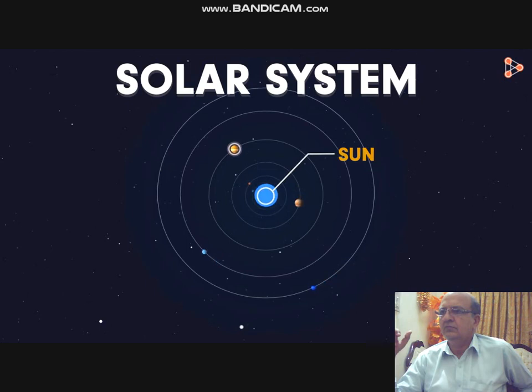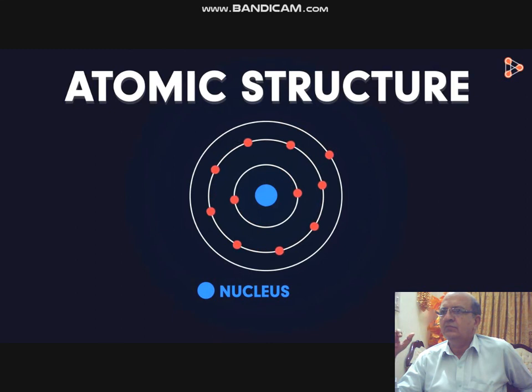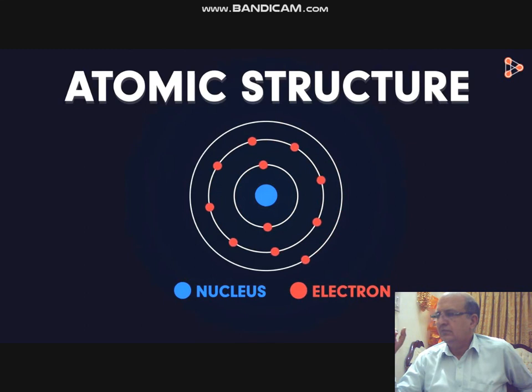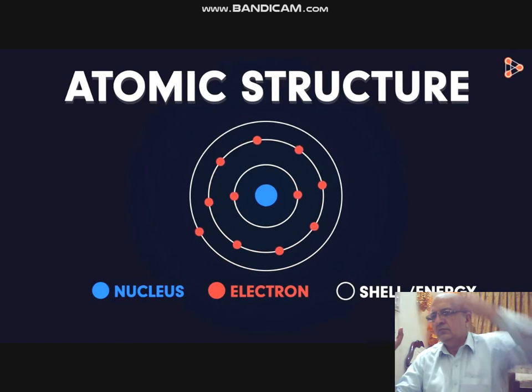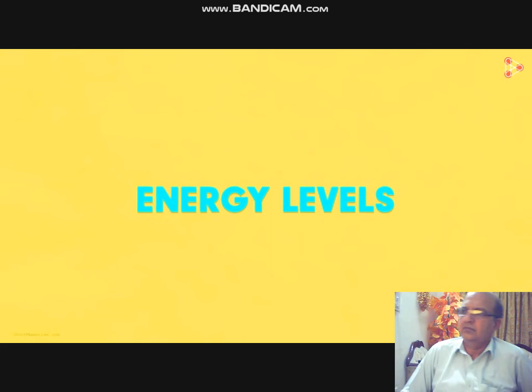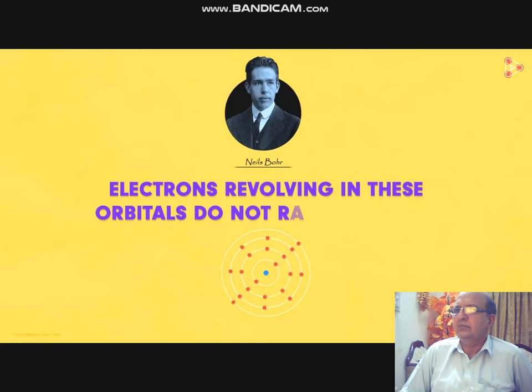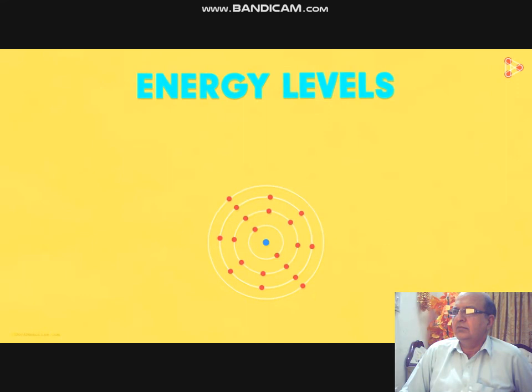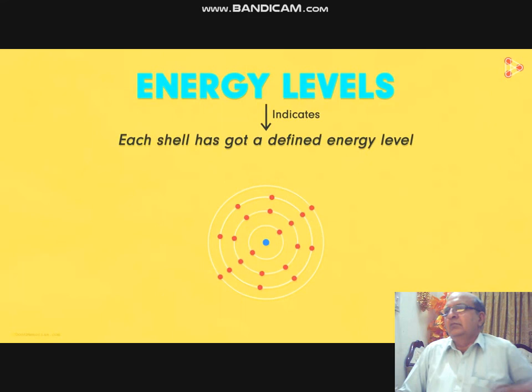In a similar way, we have the atomic structure. The nucleus acts like the sun located at the center. And the electrons are like planets which revolve in fixed, defined orbitals. These electron orbitals are referred to as shells or energy levels. Now the name energy levels gets us to an important concept. Niels Bohr suggested that the electrons revolving in these orbitals do not radiate energy. Now this is justified when we use the term energy levels, because it indicates that each shell has got a defined energy level. That means when the electrons revolve in these shells, they do not liberate any form of energy.